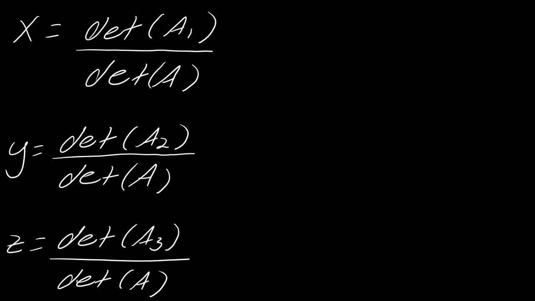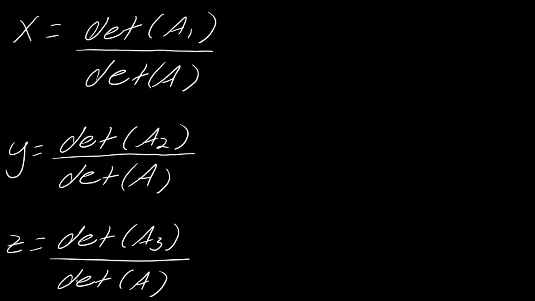Cramer's rule really just depends on you knowing what the formula is. For the first solution, you're going to use the determinant of A sub 1, which is related to matrix A. So I take the determinant of A sub 1 divided by the determinant of A. For Y, the second solution, I take the determinant of A sub 2 divided by the determinant of A. Z is the third solution, so I take the determinant of A sub 3 over the determinant of A. So let's talk about what these A1, A2, A3 things are.